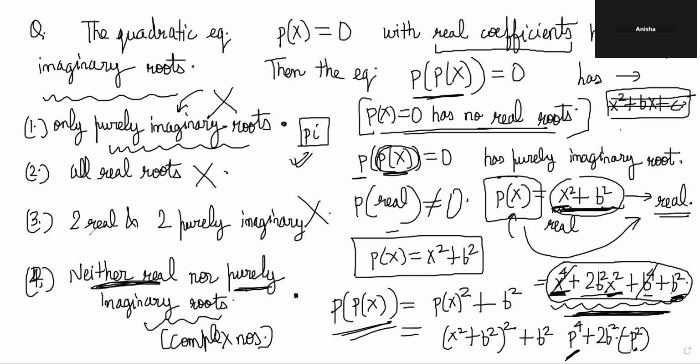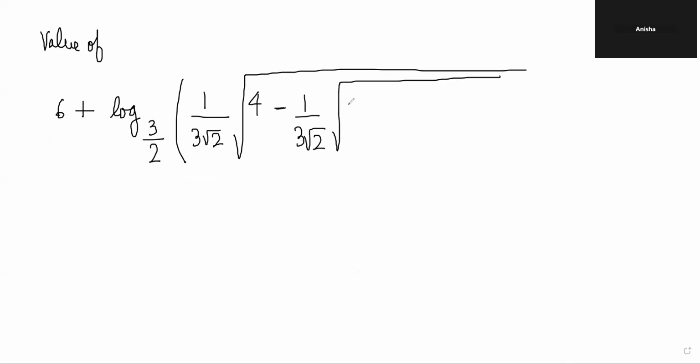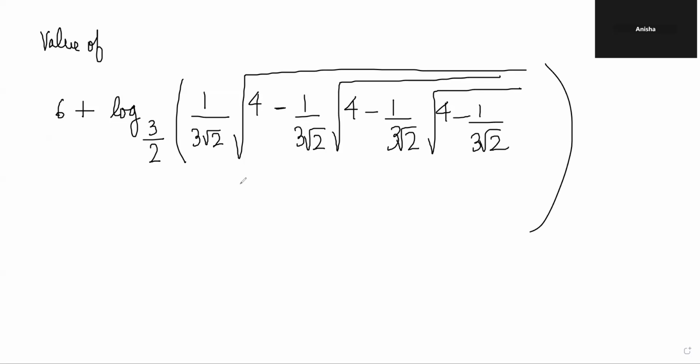Okay. The next one is this complicated looking question. Find the value of 6 plus log base 3 by 2 of 1 by 3 root 2, square root of 4 minus 1 by 3 root 2, square root of 4 minus 1 by 3 root 2, and square root of 4 minus 1 by 3 root 2. You have to find the value of this expression.